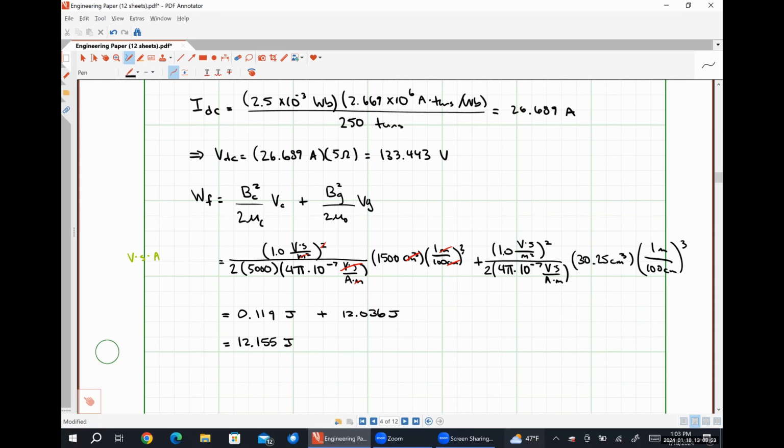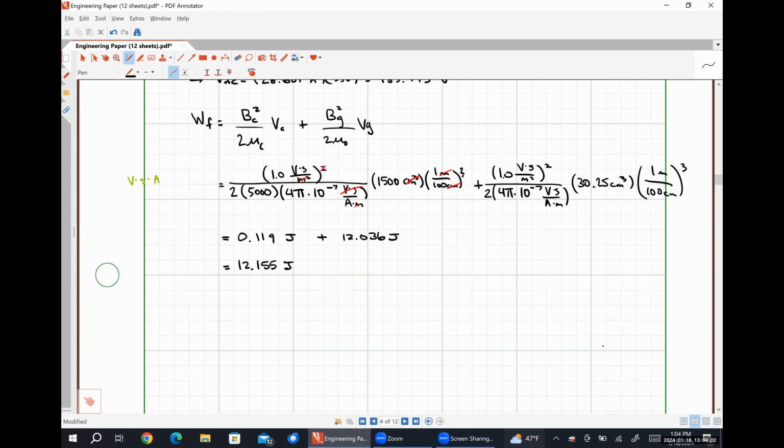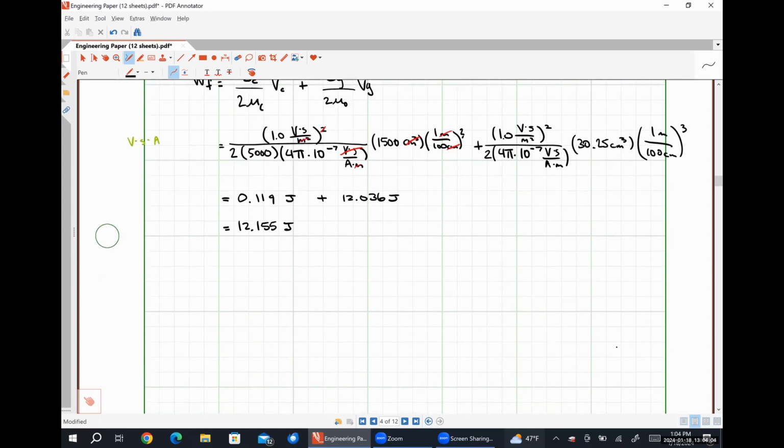All right, so there's field energy, just simple energy storage, all that kind of good stuff. Now let's talk about mechanical energy and force. And this is going to be a little esoteric at first, and then we'll tie things back up.